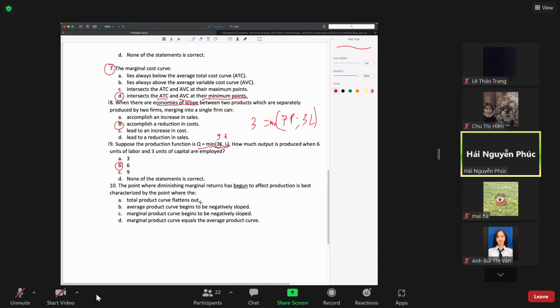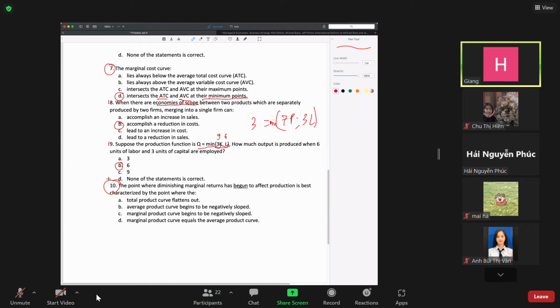Right. And the last one, number 10. C. C, right? The marginal product curve begins to be negatively sloped.